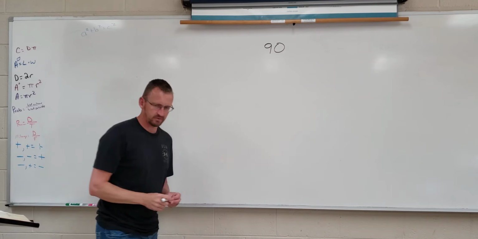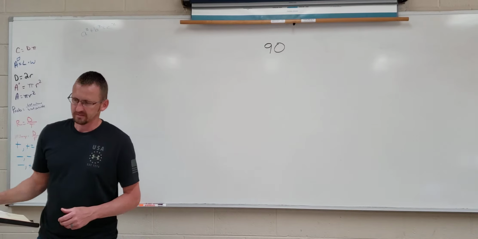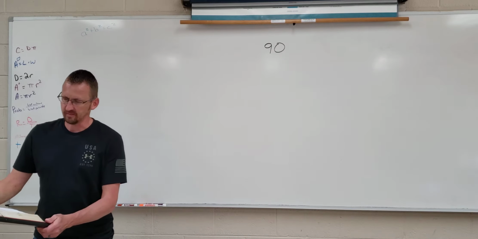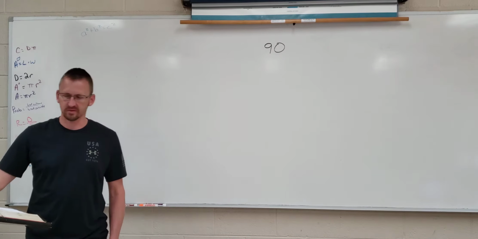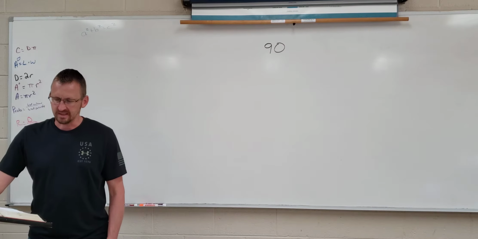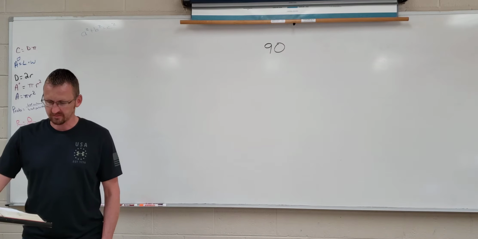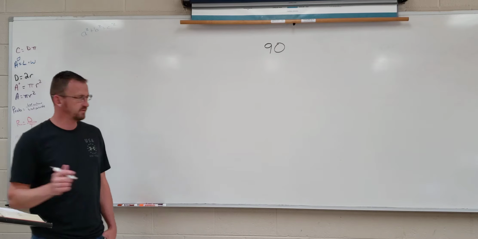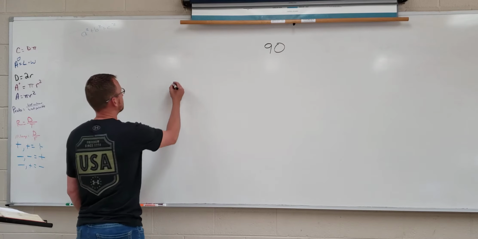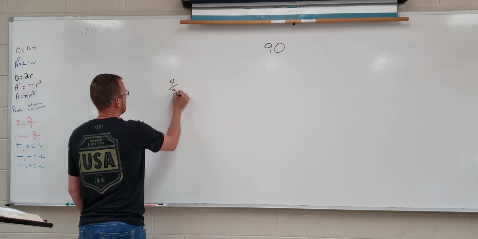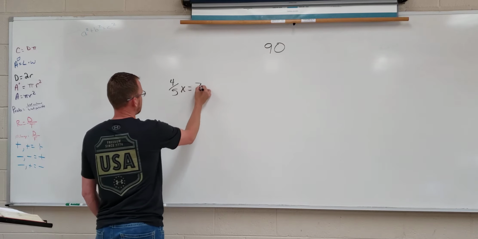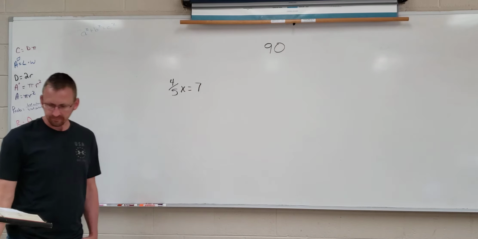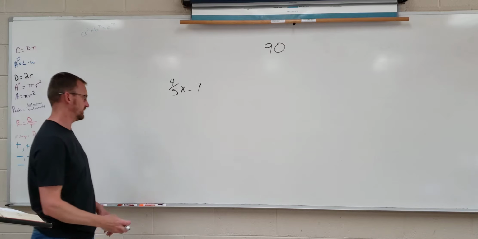Lesson 90, 7th grade math. Here we go. Today, our assignment is talking about mixed number coefficients and negative coefficients. So starting off on page 610, we have 4/5 x equals 7. And we are supposed to solve this.